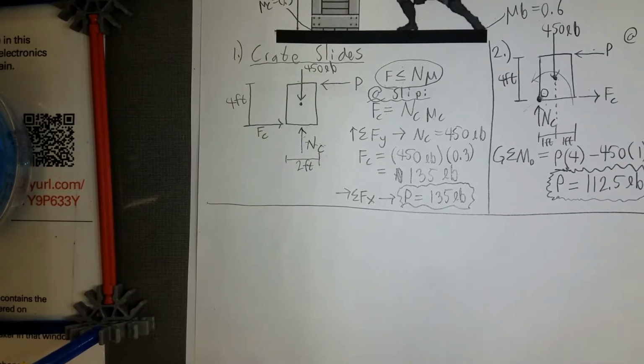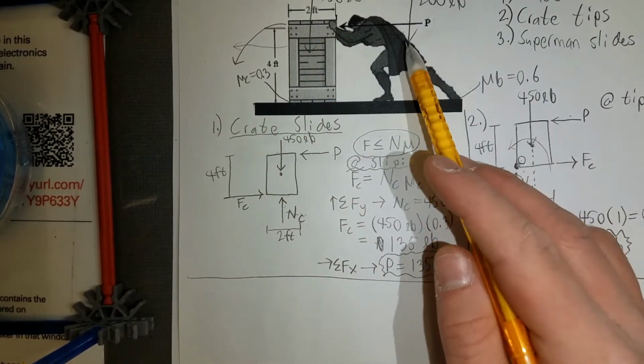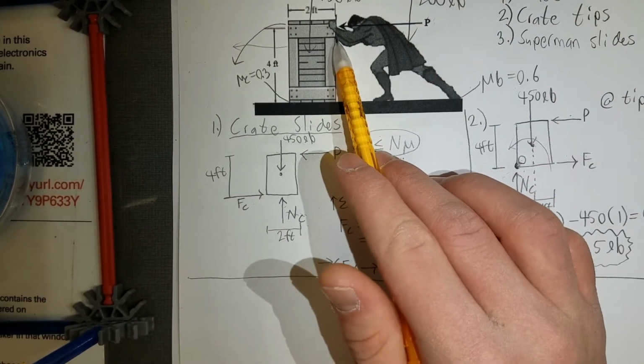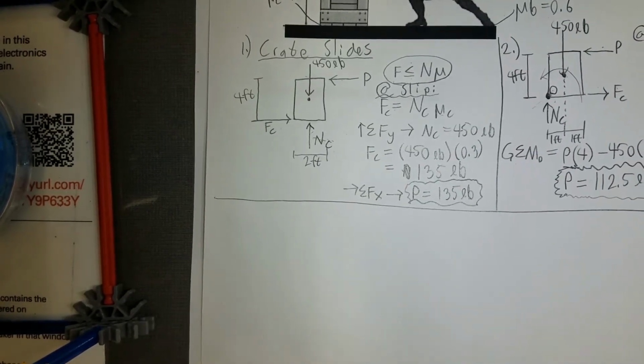Anyway, so those are our first two cases here, the crate sliding and the crate tipping. But we have one more case, and that's Superman sliding on this crate. That's him trying with all his might to move the crate, but his boots start sliding out from under him. So I'm going to go ahead and draw the diagram for him.